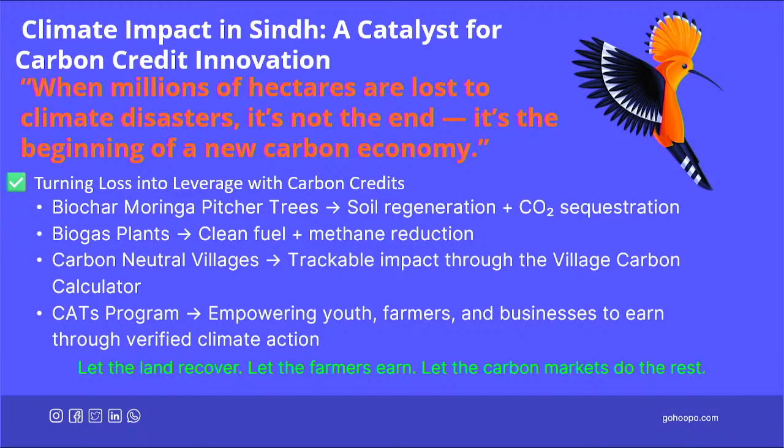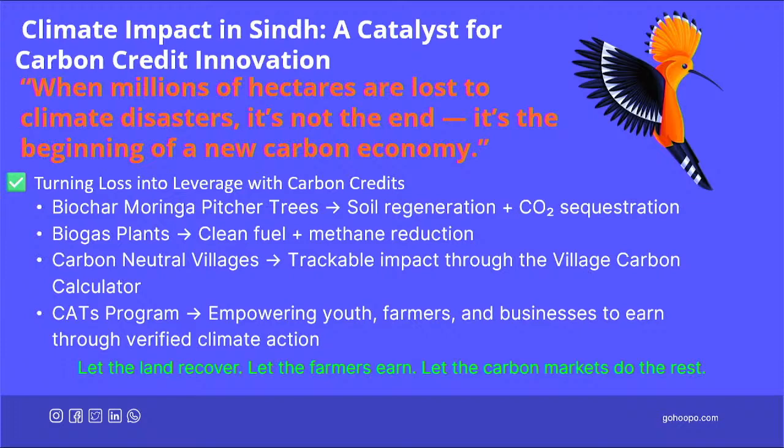So we are going to do that. Some of the examples are, for example, we are working with the help of the university to launch the biochar moringa pitcher trees. And our objective is, with the help of the university, not only to cure the climate sick soil, but also achieve the target of 1 ton carbon captured in 1 cubic meter. How is that possible? If we can do that as a country, definitely we are contributing to the nature-based solution for carbon management. So that's the one project we are working on with the university.